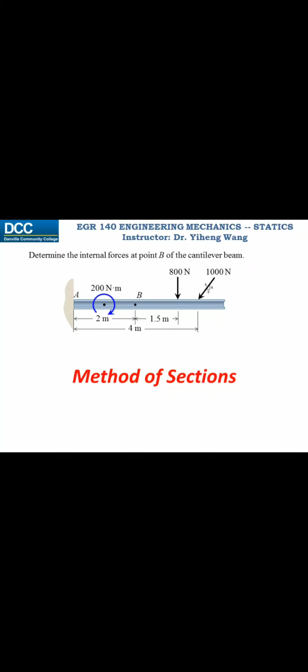Now let's look at the proper procedures when applying the method of sections. First step, determine the external support reactions and complete the free body diagram of the entire member if necessary. Of course, sometimes it is not necessary to do so, and you will be able to tell afterwards. But for now, let's just solve them. Since at point A we have a fixed support, there are 3 support reactions, 2 forces, and a couple moment, and we can solve for all of them by applying the rigid body equilibrium analysis.